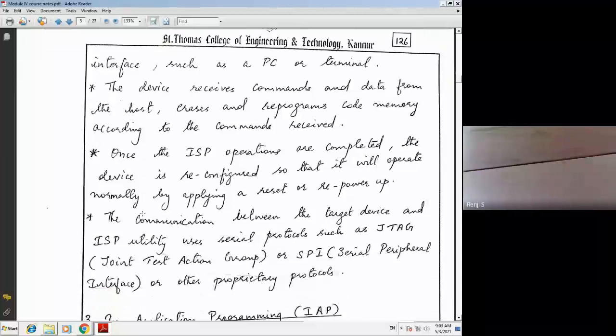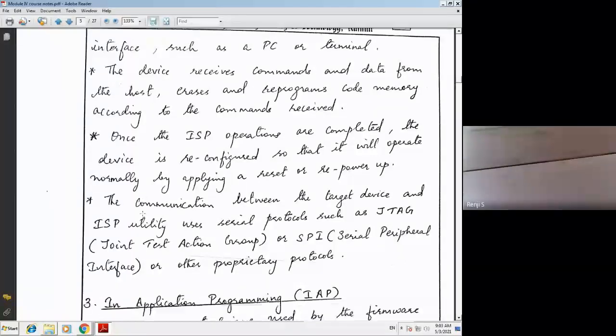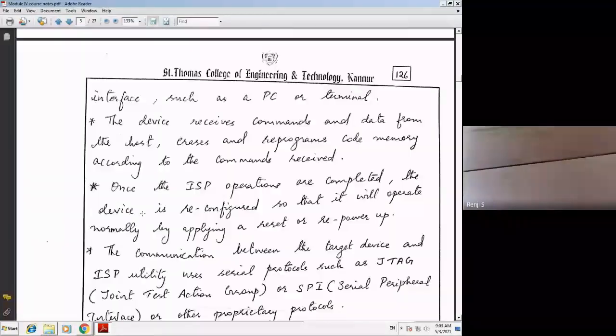So now, after burning this firmware into the chip, once this operation is completed, it can be reconfigured either by turning on, resetting, or repowering the system. This method uses certain communication protocols like JTAG, that is Joint Test Action Group Protocol, or SPI, that is Serial Peripheral Interface Protocol, or some other proprietary protocols depending on the utility program that we are using.